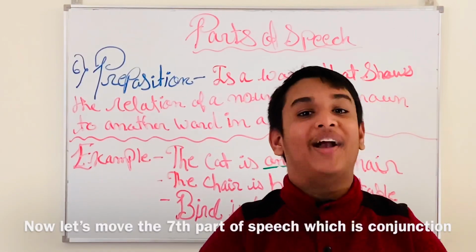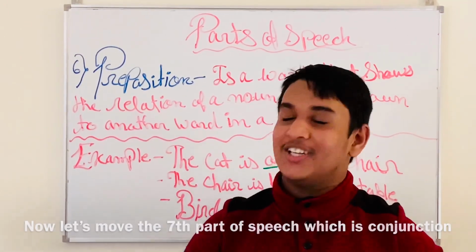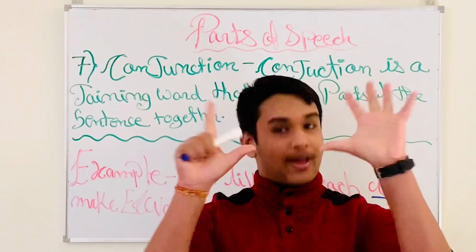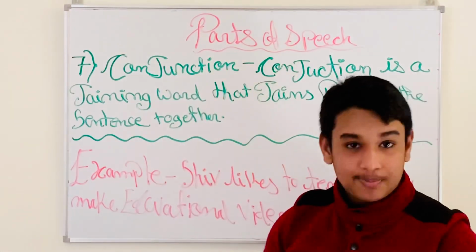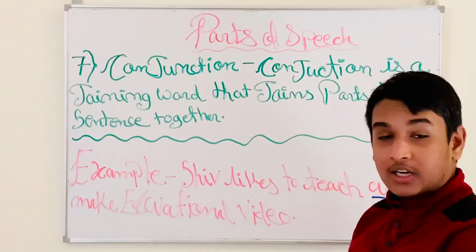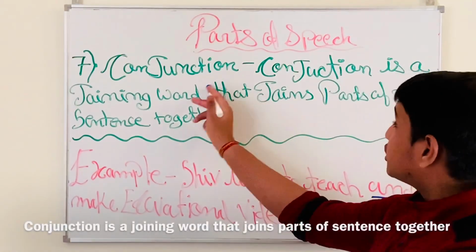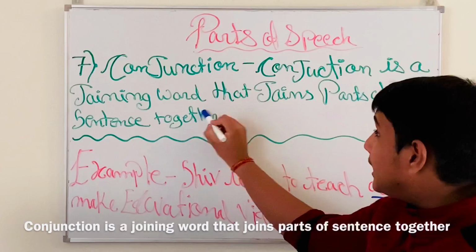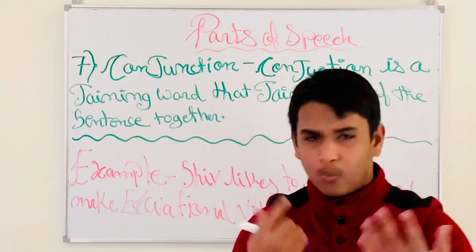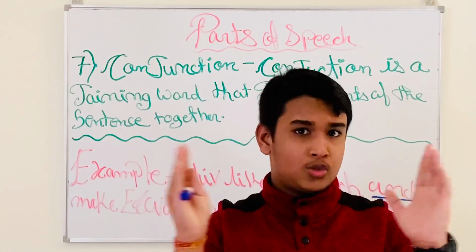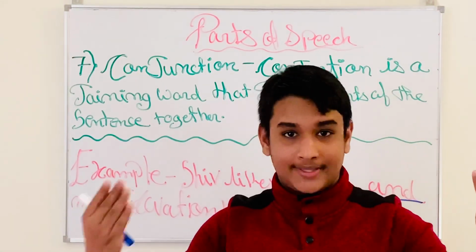Now let's move to our seventh part of speech, which is conjunction. Let's look at the definition of conjunction. What is conjunction? A conjunction is a joining word that joins parts of a sentence together. In simple words, a word that joins two or more sentences together.